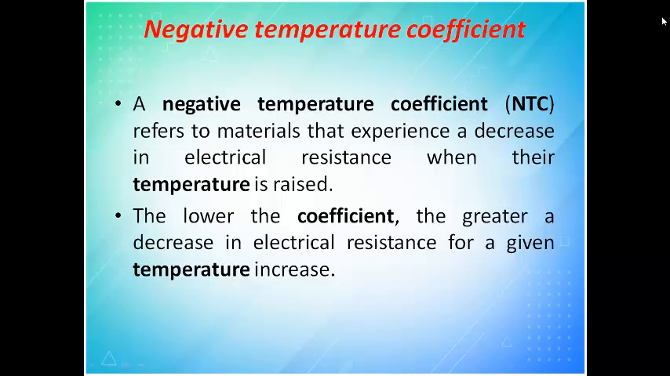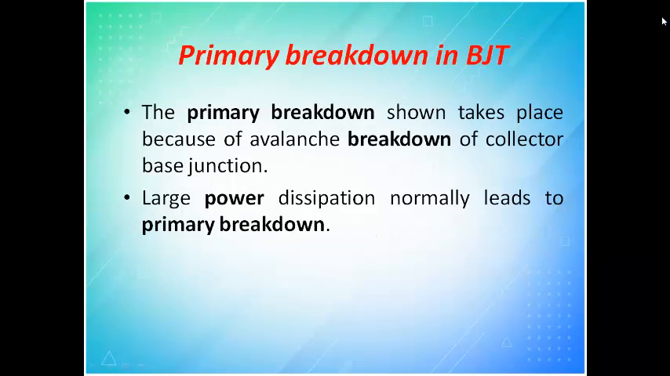So that is why we try to keep a heat sink, cooling fan and all, to protect your semiconductor device. Then there are two types of breakdown: one is called primary breakdown, another one is called secondary breakdown. We all know the primary breakdown is due to avalanche breakdown. The avalanche breakdown is nothing but you go on increasing your voltage to a particular value. When the voltage withstanding capability of that particular device goes beyond a particular value, then it collapses.